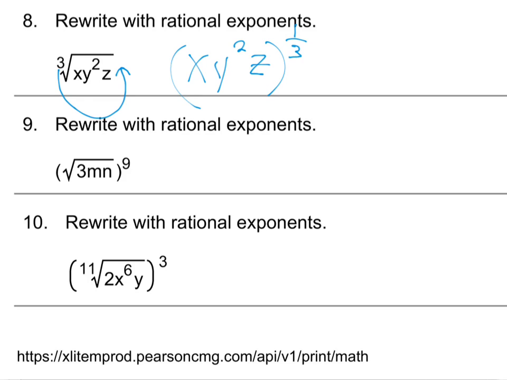You've got to put parentheses. Why? If I left off the parentheses, everybody see where the 1 came from? There's no power. It's an invisible 1. Why would it be wrong to write it that way without parentheses? What does that actually mean, that's a different meaning? That would be only the z is to the 1/3 power. But all of them were under the third root. So that means all of them have to be raised to the 1/3 power. Good. How about the next one?